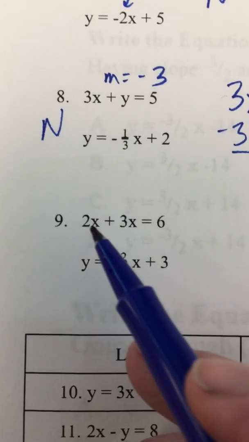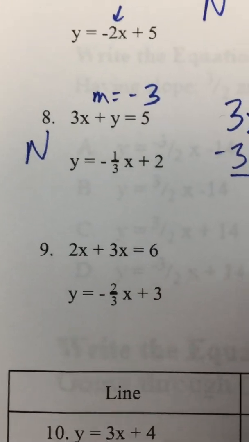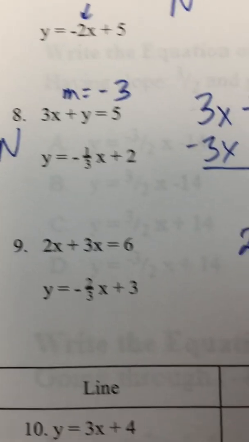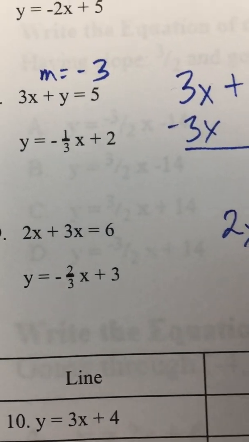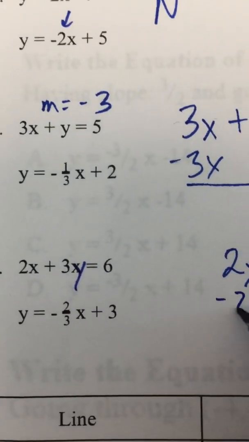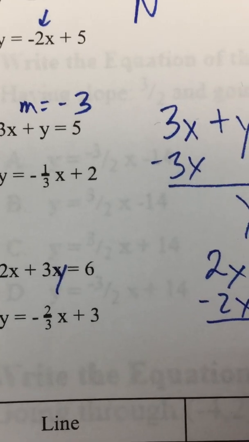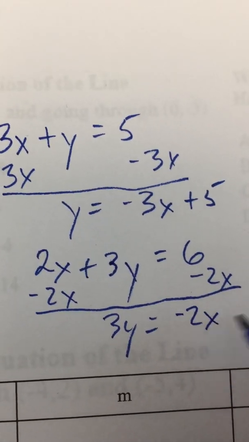One of them is in y equals form, but this one is not. So again, I've got to solve this one for y first. So this is 2x plus 3. Whoops, that should have been a y. I don't know why they didn't do that. There's a typo on that one. It should be 2x plus 3y is equal to 6. So change that x in this one to a y. And then minus 2x on both sides. There we go. 3y is equal to negative 2x plus 6.